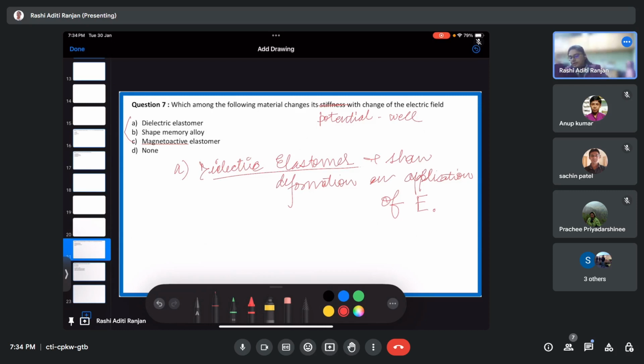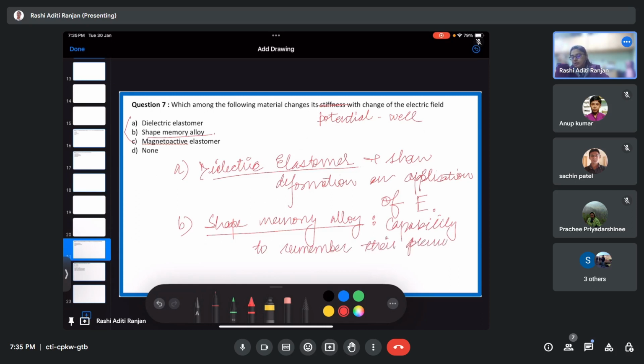Okay. Second is the shape memory alloy. So shape memory alloys are the materials that have the capability of remembering their shape. So if you change its shape and then you heat it, it is going to gain back its shape. Okay, so they have the capability to remember their previous shape.